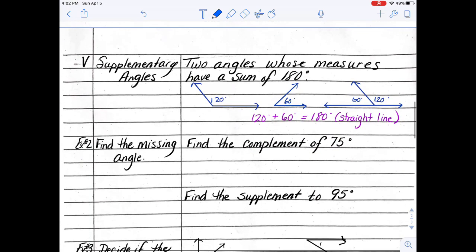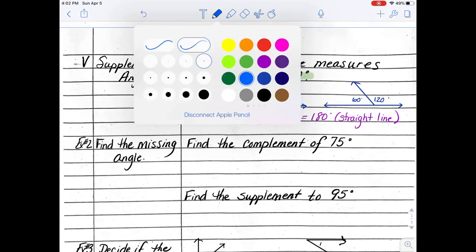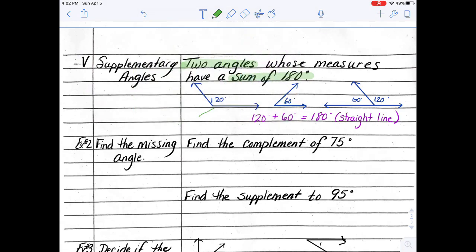Supplementary angles, though, are a little different. Supplementary angles are also two angles, only two, but when I put those together, they're going to give me 180 degrees. So here I've got a 120-degree angle, and with that 120-degree angle, here's a 60-degree angle. If I was actually able to pick them up and put them together, they would give me that nice straight line right here. 60 and 120 is 180, which is a straight line, and that would be supplementary angles.